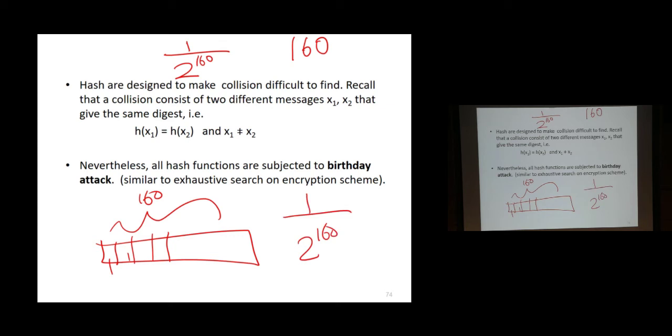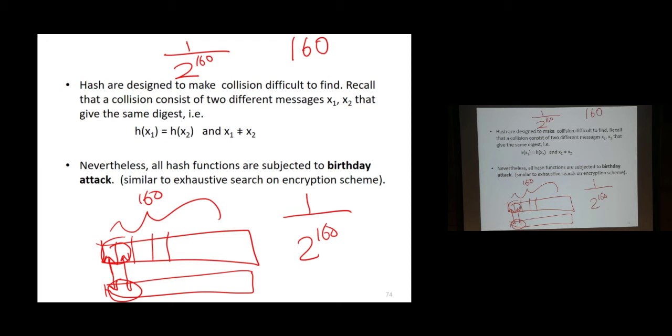You choose two digests. What is the probability that these two bits are the same? Half. What is the probability that the next two bits are the same? Half. What is the probability that both are the same? Half multiplied by half. Then you go on, and it's 1 over 2 raised to the power 160. Very slow.